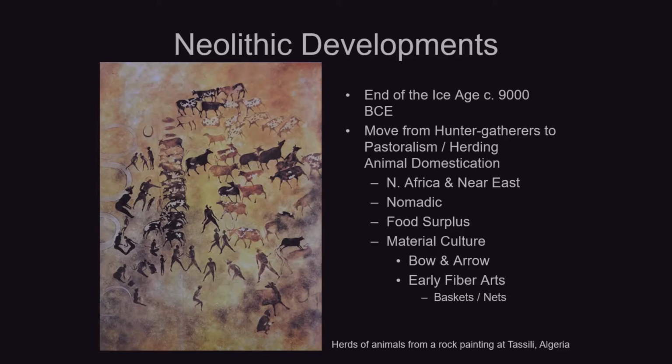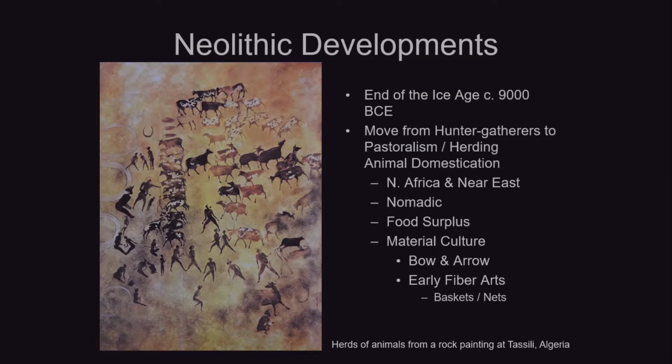And I want to stress this point. Nothing in the world happens without a surplus. You know, if you're a hunter-gatherer, you're basically going from hand to mouth. And if you don't have any extra food stores, and it's very hard to store food if you're a hunter-gatherer because it rots so quick, you basically don't have the time to develop things like a bow and arrow or fiber arts, baskets, nets, or anything else.